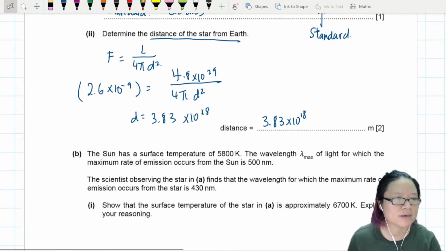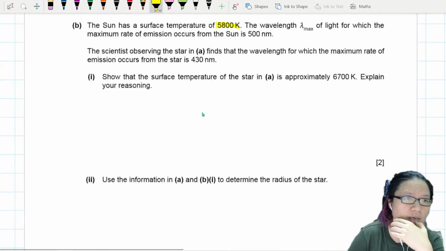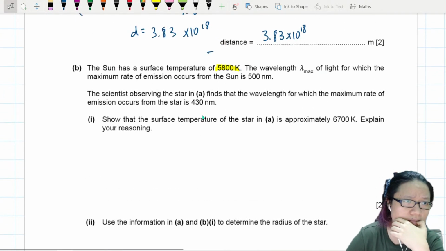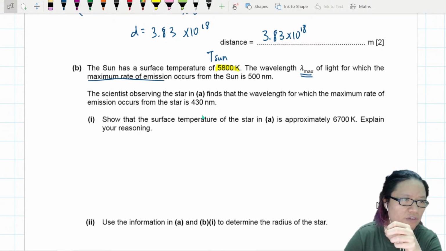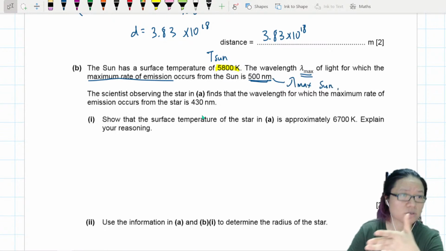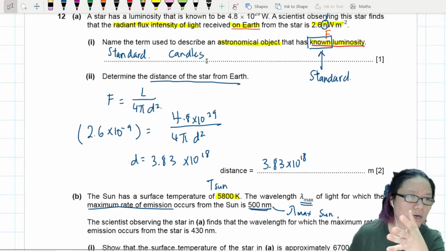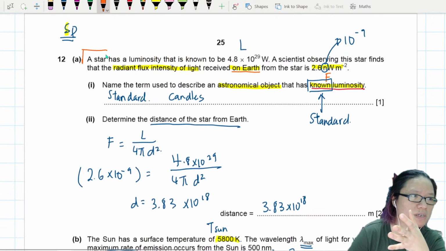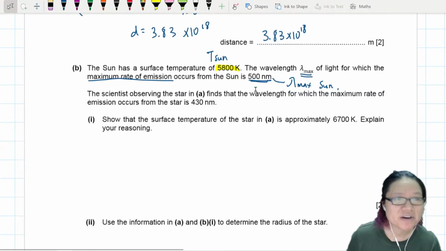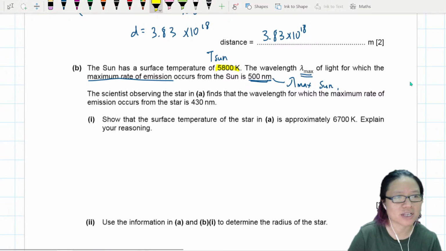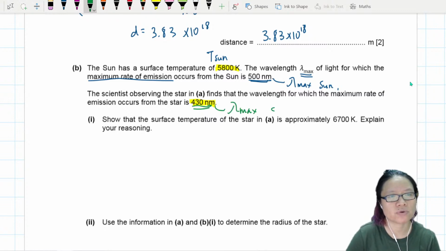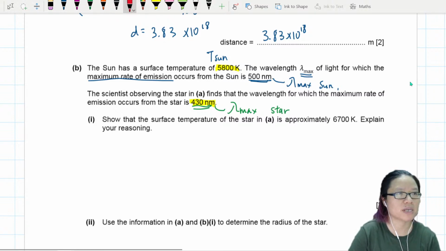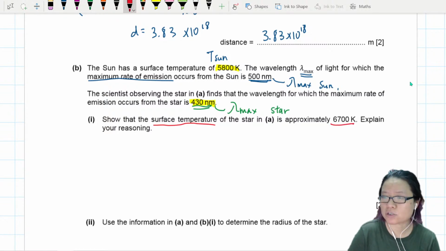All right. Next. The sun has a surface temperature of 5800 K, so I have T sun. The wavelength lambda max of the light for which the maximum rate of emission occurs is 500 nanometer. Okay, lambda max for the sun. A scientist observing a star in A finds that the wavelength for which the maximum rate of emission occurs from the star is 430 nanometer. So this one is lambda max for the unknown star in A. Show that the surface temperature of the star is approximately 6700 Kelvin.